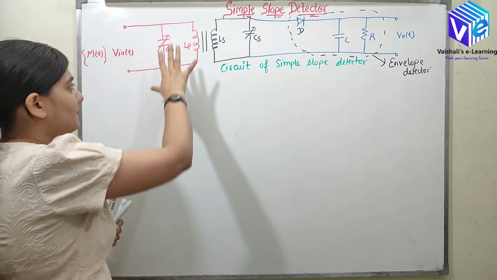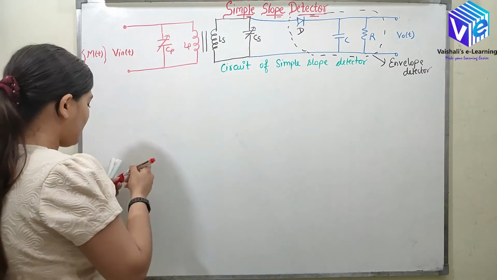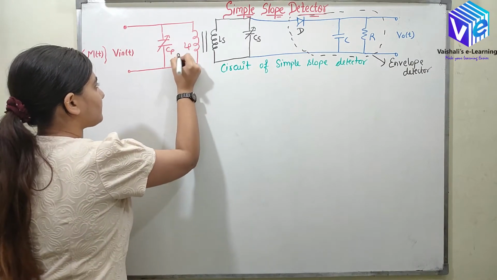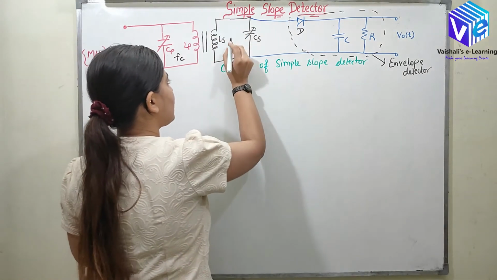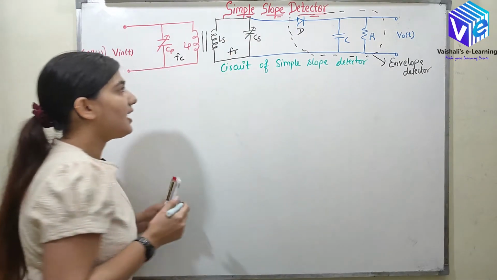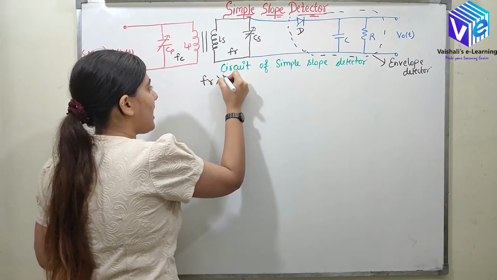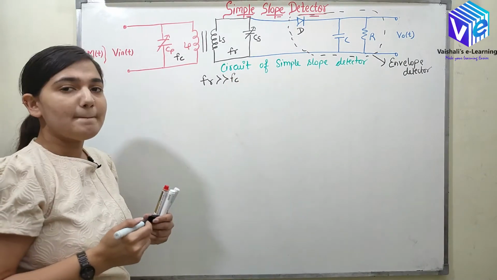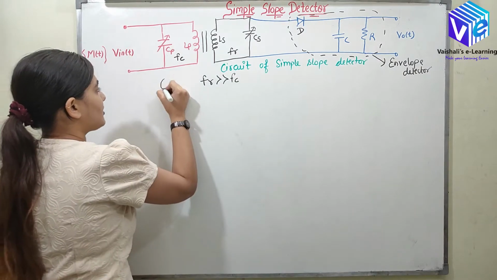First I'll be telling you about the resonant frequency. If I see the primary tank circuit, its resonant frequency is f_c, and the secondary tank circuit has a resonant frequency f_r. The condition is I am taking the resonant frequency f_r to be much higher than f_c. So this is the condition.